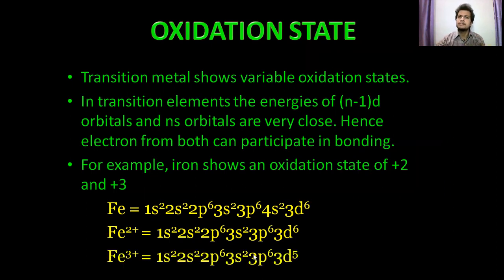Why can it convert to 3d5 easily? Because when it goes to 3d5, it is exactly half filled, and when it is exactly half filled, it becomes more stable. So the d orbital also participates, and from 3d6 one electron will be given and it will be converted to 3d5. As a result, it will show Fe2+ as well as Fe3+. It will prefer Fe3+ because Fe3+ has a stable configuration. That's why iron converts very easily from Fe2+ to Fe3+. This is one example. All the elements in the d block show this kind of variable oxidation state, not one oxidation state, but many.